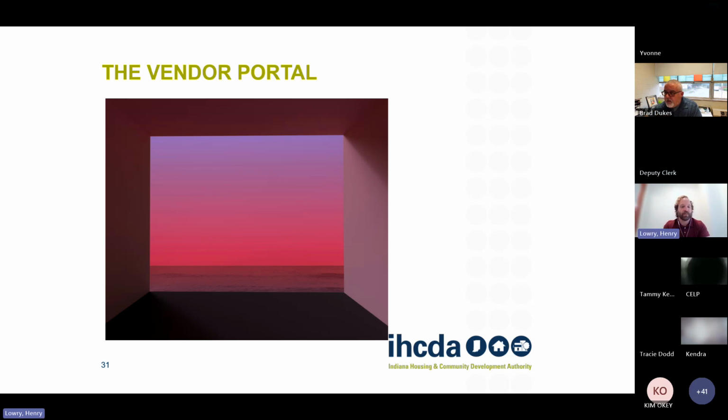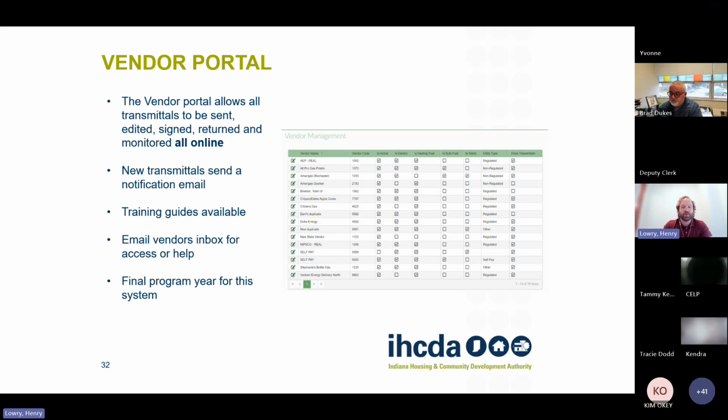Okay. Let's talk a little bit about our vendor portal. Our vendor portal allows all transmittals to be sent, edited, signed, returned, and monitored all online.